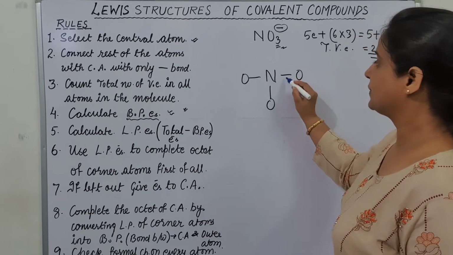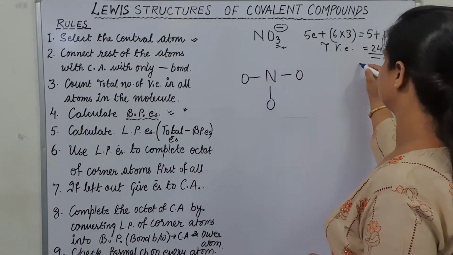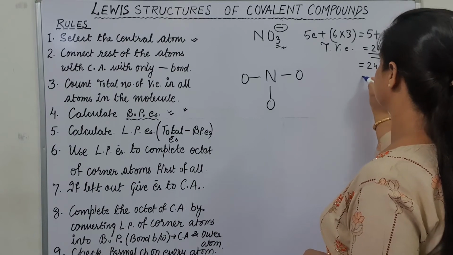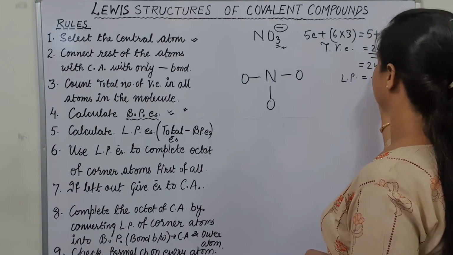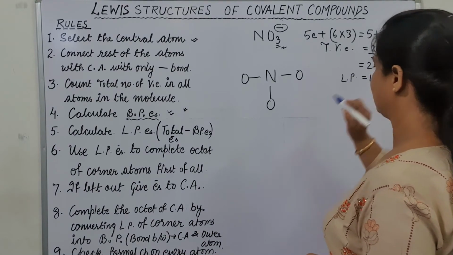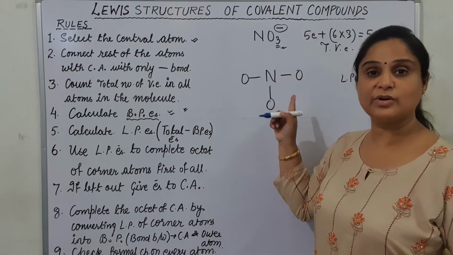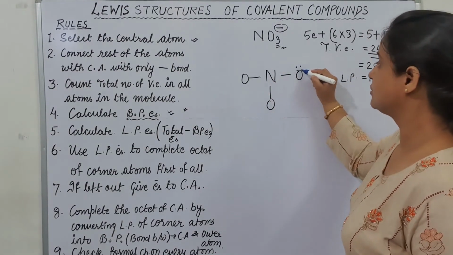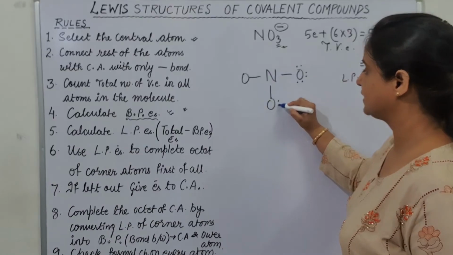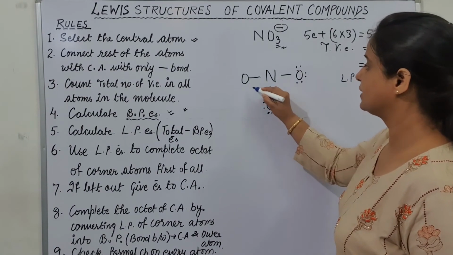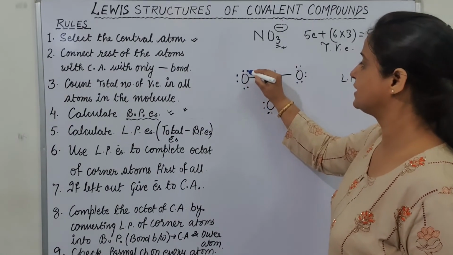Okay, how many bond pairs? 1, 2, 3, 4, 5, 6. So 24 minus 6. How many lone pair electrons are there? 18 electrons. Now start distributing all the electrons to the oxygen. 1, 2, 3, 4, 5, 6, 7, 8, 9, 10, 11, 12, 13, 14, 15, 16, 17, 18.